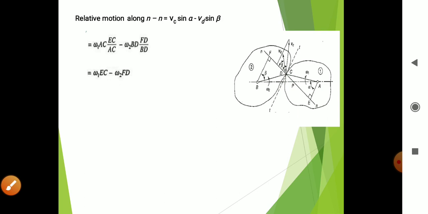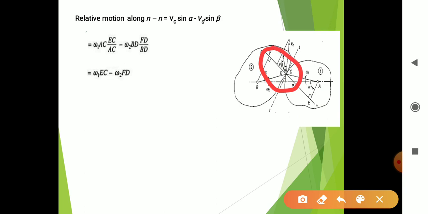Next is sin beta. Sin beta is nothing but this FD. See here, FD divided by BD. Where is BD? This is BD.